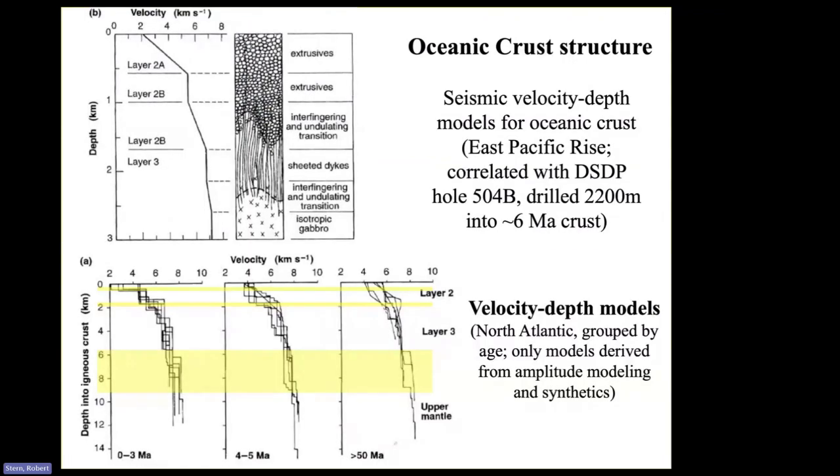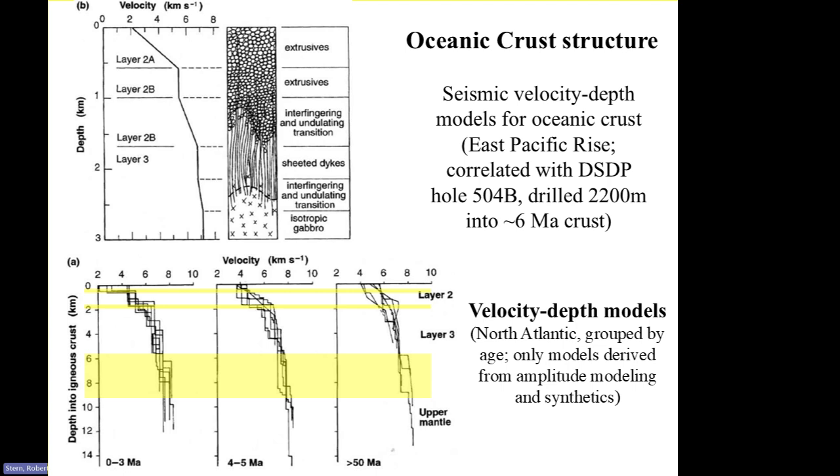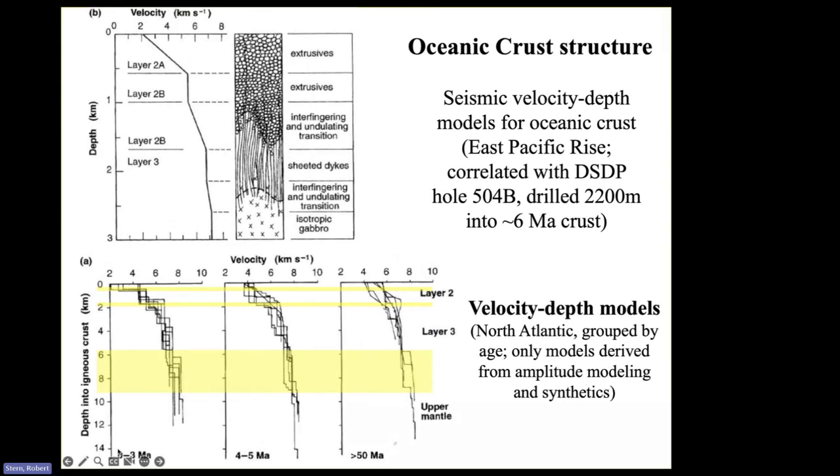So the oceanic crustal structure, we talked quite a bit about this. This is simply comparing velocity curves for crust of different ages, 0 to 3 million years, 4 to 5 million years, more than 50 million years old. Does anybody see a significant difference in the crustal structure as a function of age? Raise your hand if you do.